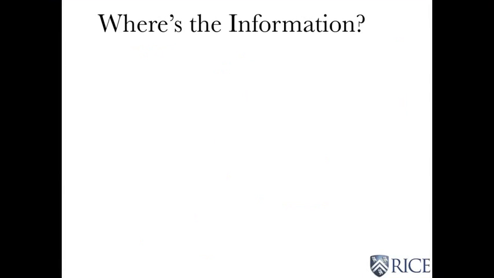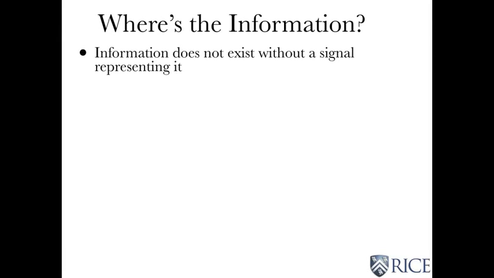Now let's bring in information. Where's the information? So I'm going to say something controversial here, that information does not exist without a signal to represent it. So let's think about this for a second. I've already shown you that text is a signal. So all books contain signals from one viewpoint. Certainly there's more to it than just that. It's the structure of that signal that conveys information.